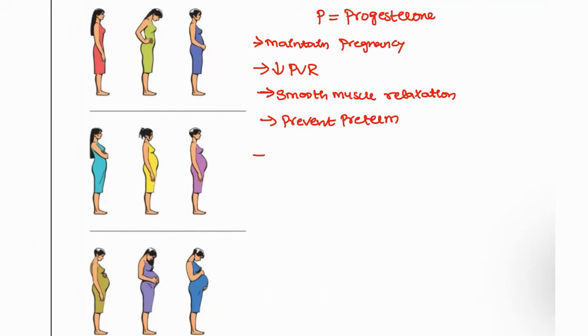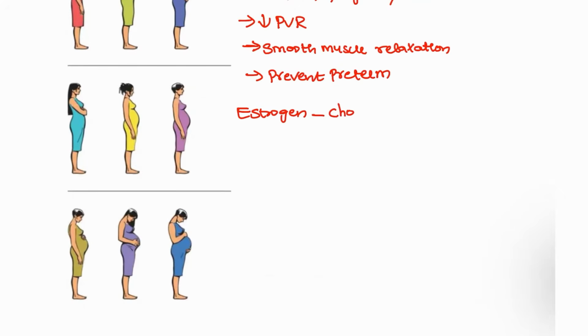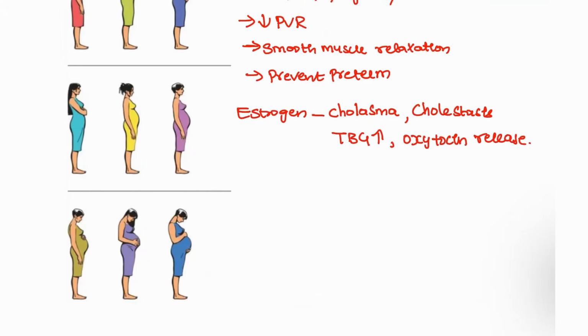Next, coming to estrogen. Estrogen plays a major role in some of the systemic changes, such as causing chloasma and cholestasis. Thyroid binding globulin increases in the body, and estrogen is also helpful for oxytocin release. So these are the changes that we see with estrogen.